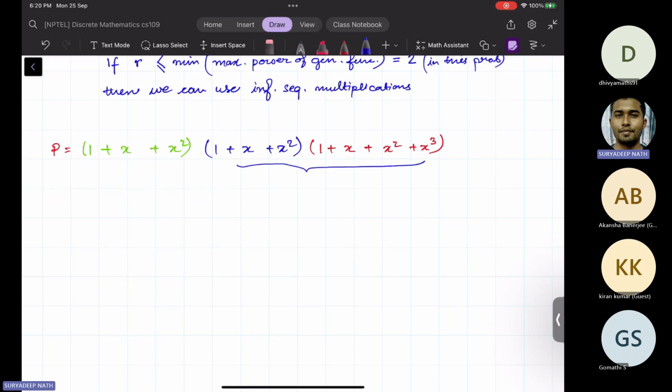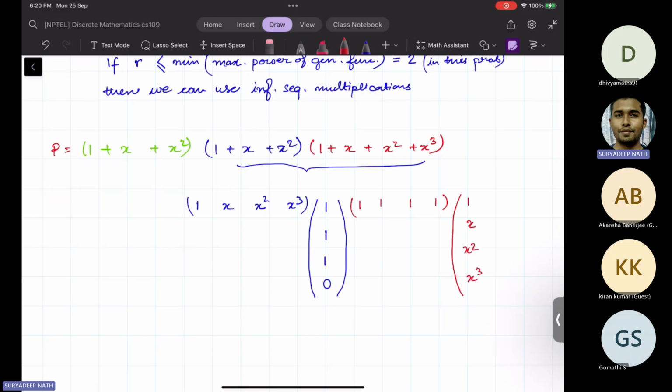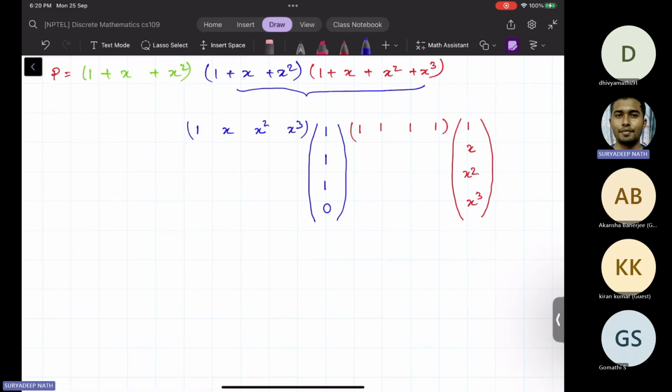So this product can simply be written in the form of a matrix like this. So you have 1, x, x squared, x cubed. You have 1, 1, 1, 0, which gives you the blue polynomial, and the red polynomial can be written like this: 1, 1, 1, 1, and you have again the 1, x, x squared, x cubed thing. So basically, we'll have to focus on this matrix multiplication. Rewriting this, it would be 1, 1, 1, 1, 1, 1, 1, 1, 1, 1, 1, and lastly 0, 0, 0, 0.